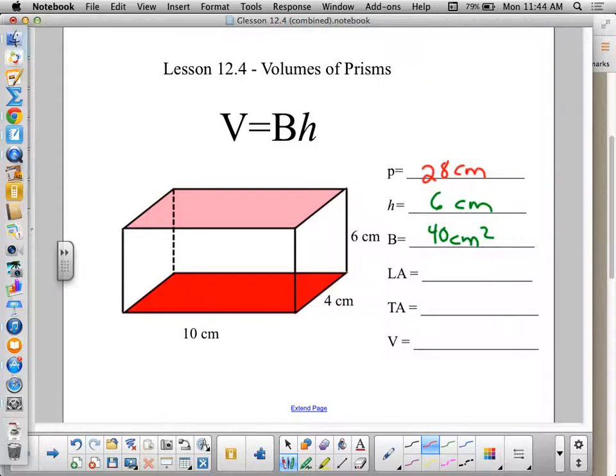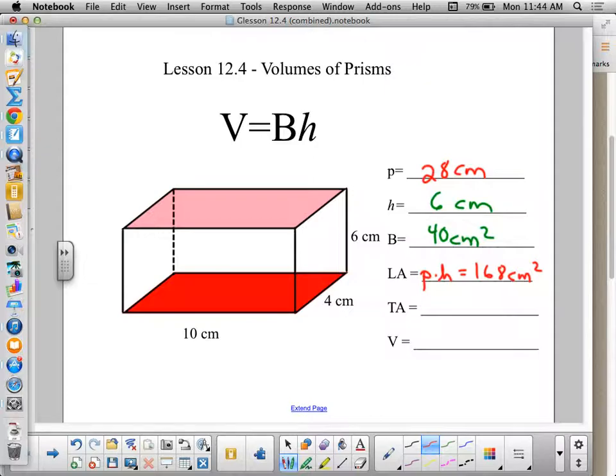The lateral area for any prism is found by the formula perimeter of the base times the height. Because it's a rectangle, it's like base times height. So that's why we organize this information. Really, once I have these three things, the rest of these all just come from that information. So I take the perimeter of the base, which is 28, times the height, which is 6. That'd be 120 and 48, or 168 centimeters squared. That's all the sides put together.